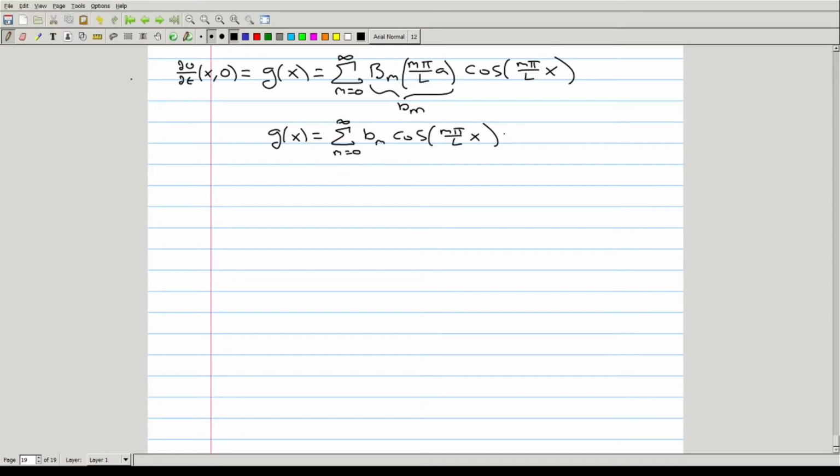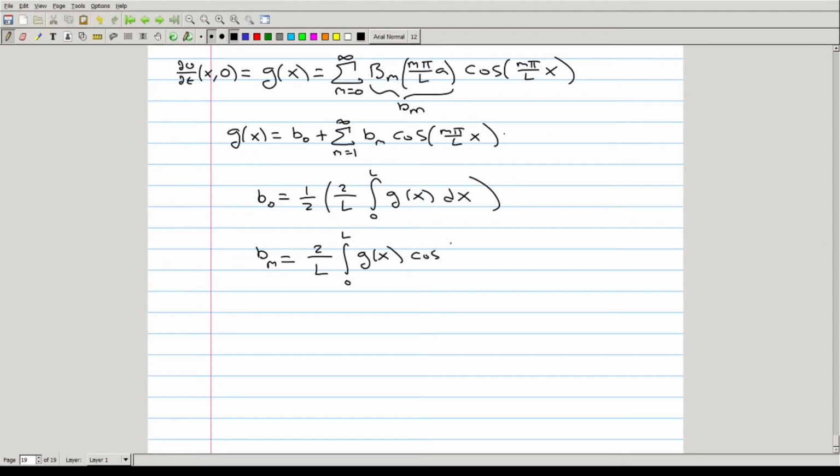And remember, this is if we write out the first term here as b naught, we recognize immediately that this is the Fourier cosine series, the even Fourier series for the function g of x, and there's no divided by 2 here, so this b naught is going to be 1/2 times 2 over L integral from 0 to L of g of x, and bm is just going to be the normal Fourier cosine series coefficient, which ends up being 2 over L integral from 0 to L of g of x times cosine of m pi over L times x dx.